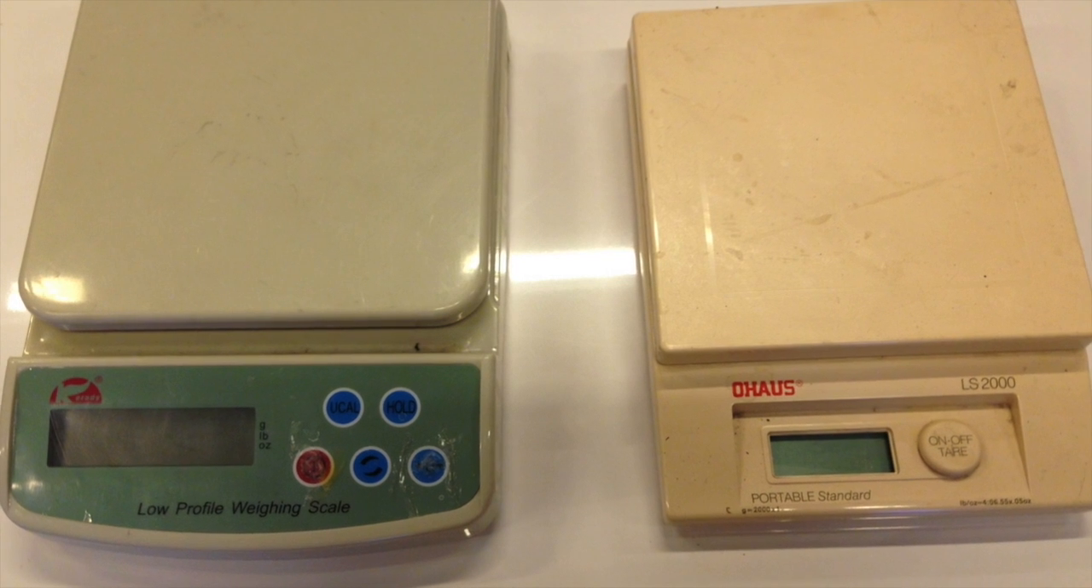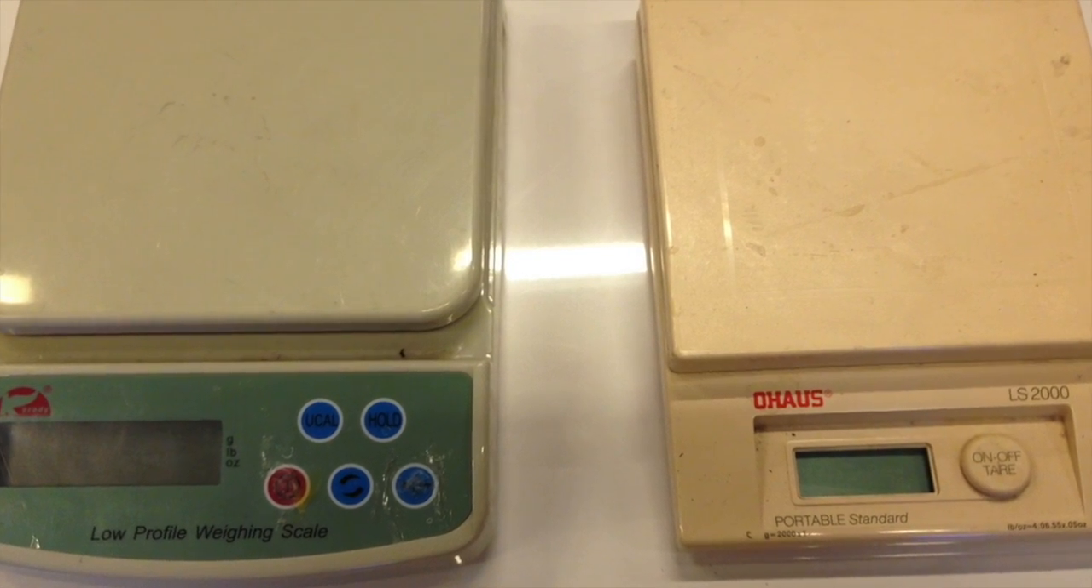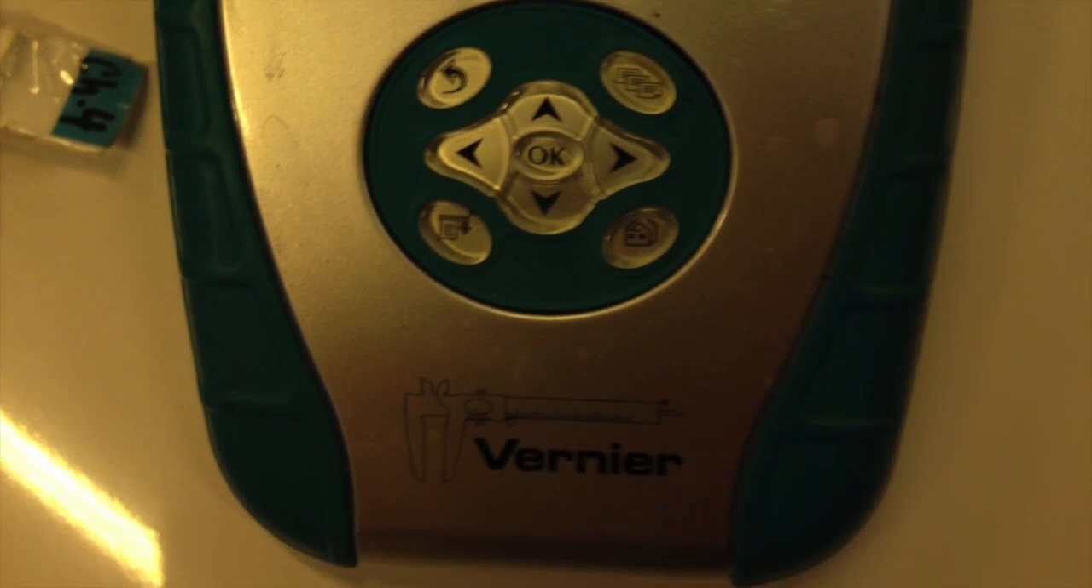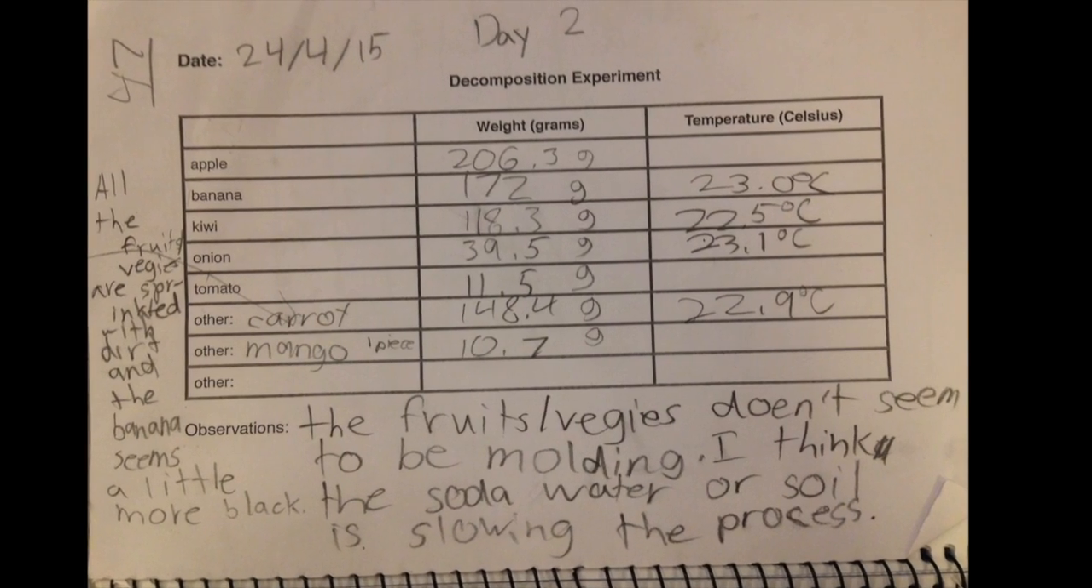I borrowed digital scales and internal thermometer probes from the secondary school to allow students to weigh each fruit and vegetable specimen, as well as take the internal temperature during their observations. We took our measurements every 2 to 3 days.